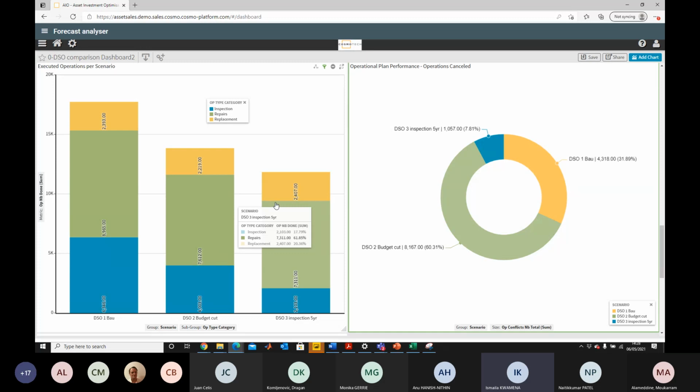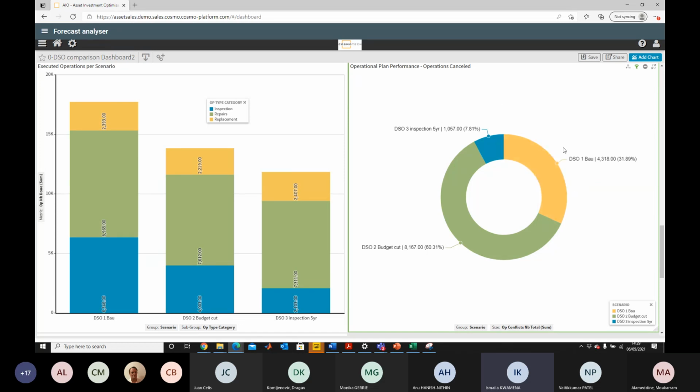But we need to also understand what the efficiency of these scenarios is. That is what we can understand from looking at this donut chart here, which represents the operations cancelled. There are various reasons for which operations could be cancelled. This could include non-availability of human resources, no budget available, or operational conflict. Operational conflict is basically when there are too many maintenance activities scheduled on the same asset at the same time.